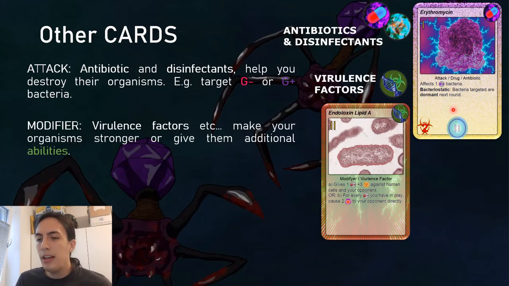Then we have virulence factors, which fall in the big category of modifiers, but these are the most common ones, and they're basically like power-ups. What they do is that they will make an organism stronger. So in this case, you pay 2 ATP to make a gram-negative, like E. coli, which we saw earlier, have more attack against human cells and your opponent.